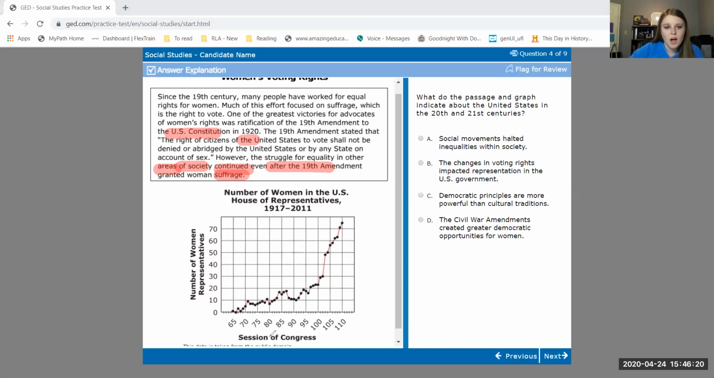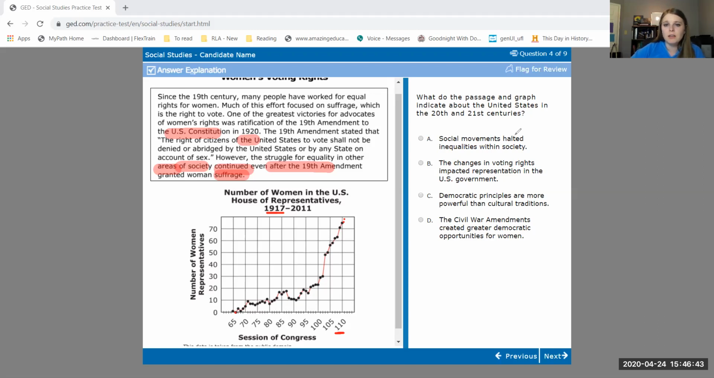So the session of Congress, the 65th session, is probably the early 1900s, because it says 1917 here. And then it goes all the way to 2011, which is pretty close to now. The number looks like it starts at about 0 and goes up to about the 70s. Okay, so let's look at our answer options here.